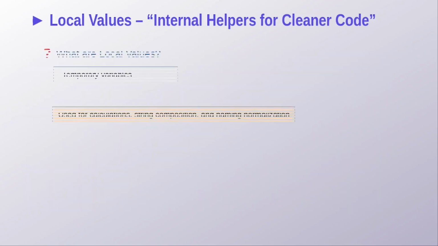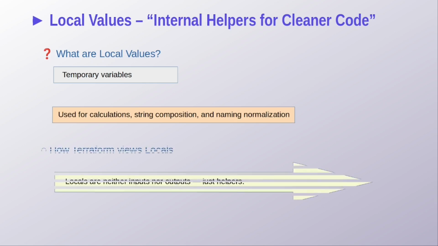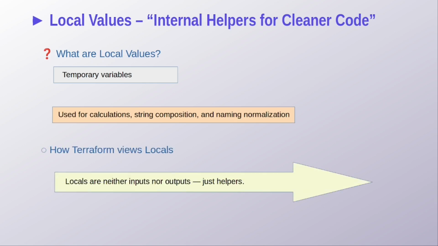Local values. What are locals? Local values are temporary variables used for calculation, naming, and composition. How does Terraform see locals? Terraform thinks locals are helpers, nothing more. Locals do not create resources, are not outputs, and do not affect the graph unless used by resources.